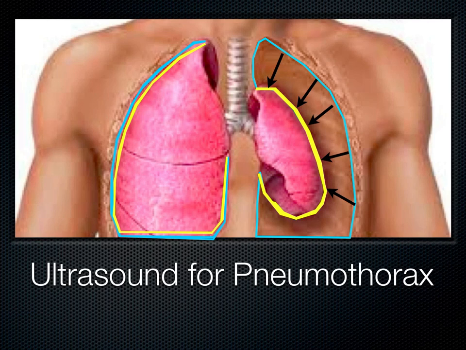Right, moving on to ultrasound for pneumothorax. We all know that a pneumothorax means the visceral and the parietal pleura have separated and that air has collected between the two layers and therefore allows the lung to collapse.